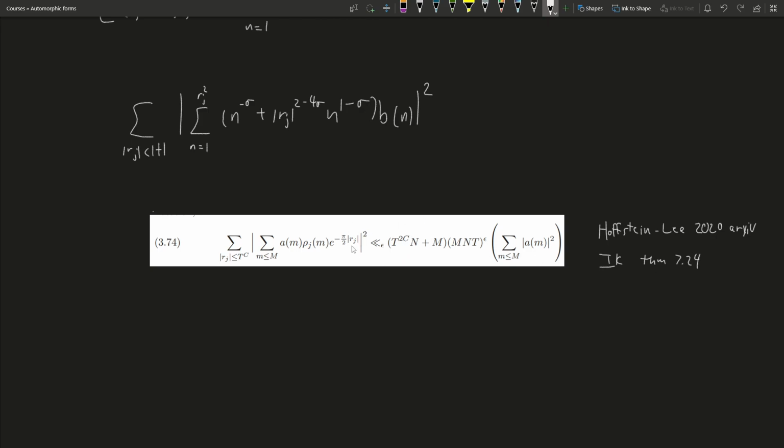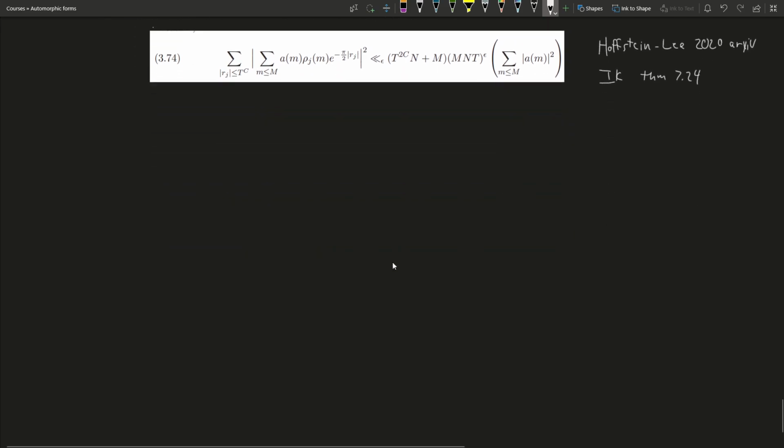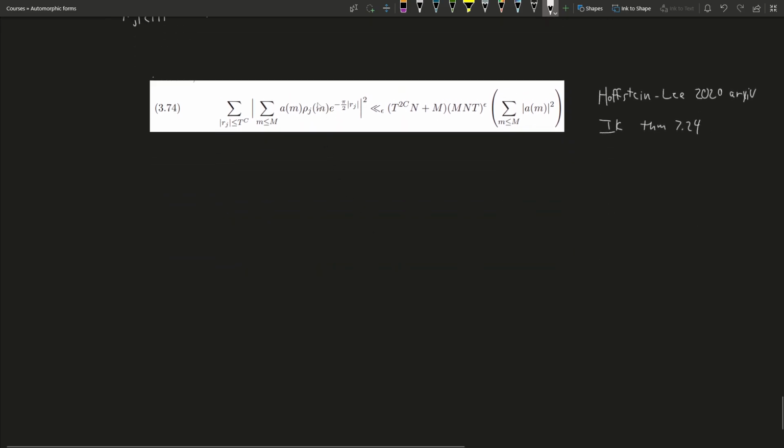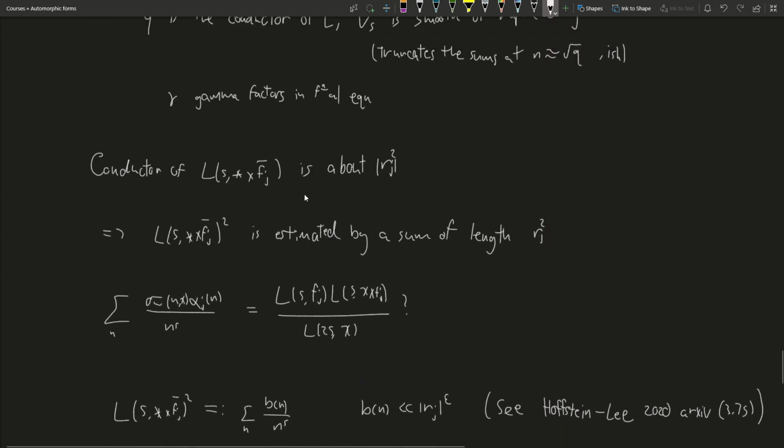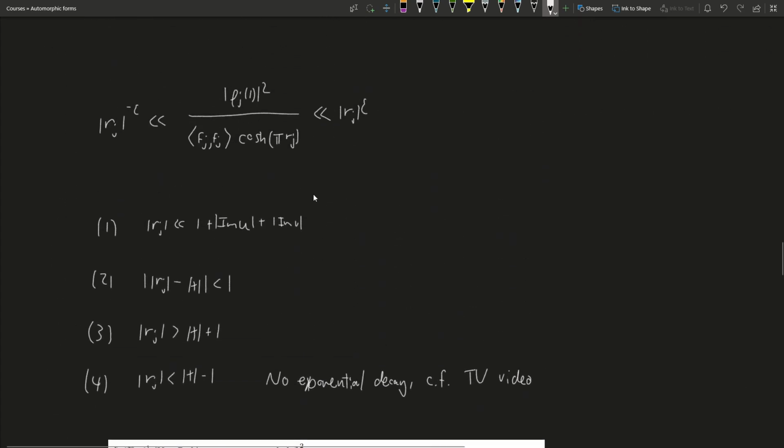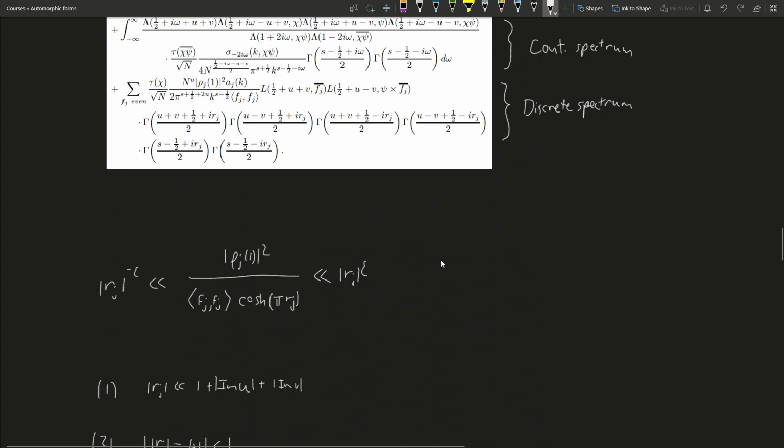Right, there's a whole bunch of stuff like this that does it. So here they've got this slightly different normalization than we do, but in terms of what these a_m represent, essentially, this is what's going on. Well, the way I guess you can see this is that this rho_j has a rho_j(1) in it, and that's going to be canceled out by this e to the minus 2 pi r_j, right, using this result of Hoffstein–Lockhart.